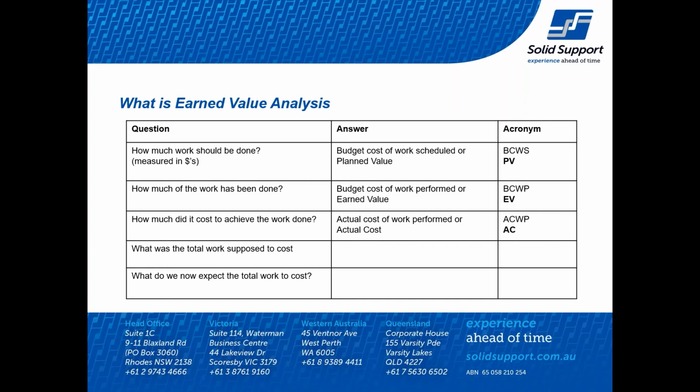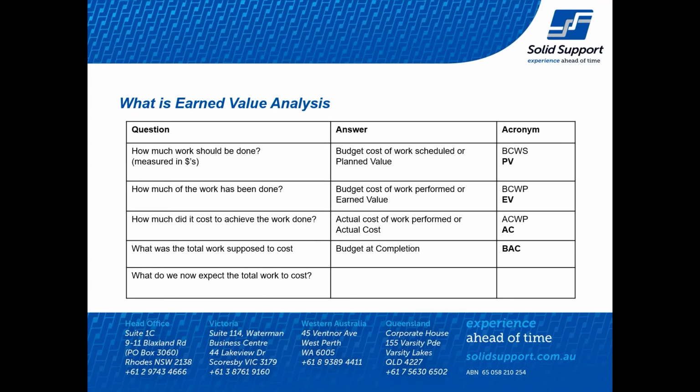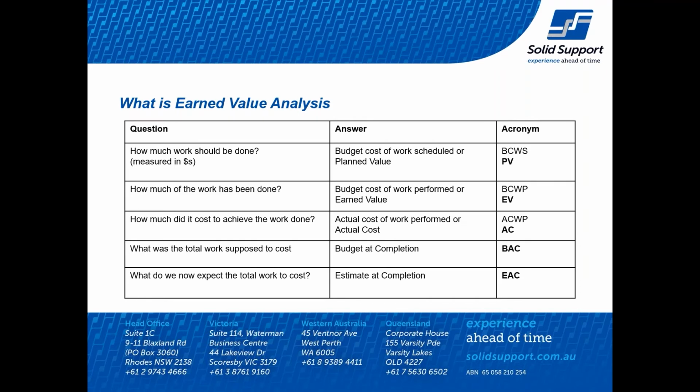We also ask what the total work was supposed to cost, which is budget at completion, or BAC. And what do we now expect the total work to cost? That's the EAC, estimated at completion. As we start entering progress and updating actuals, those values will change to tell us, at the estimated completion, how much it's now forecasting, based on what we've done so far, to complete the project.